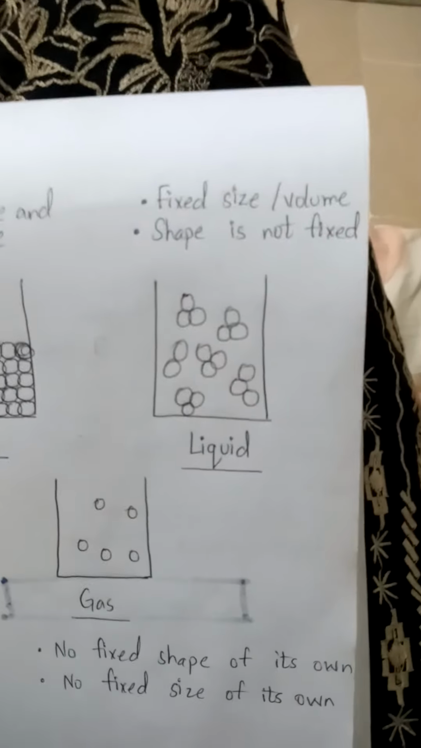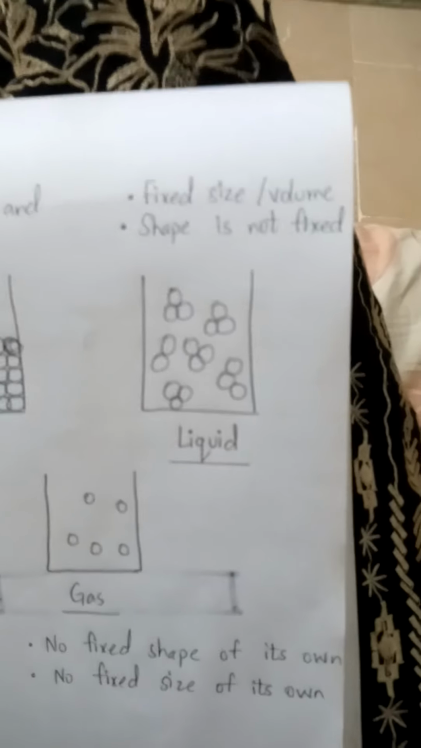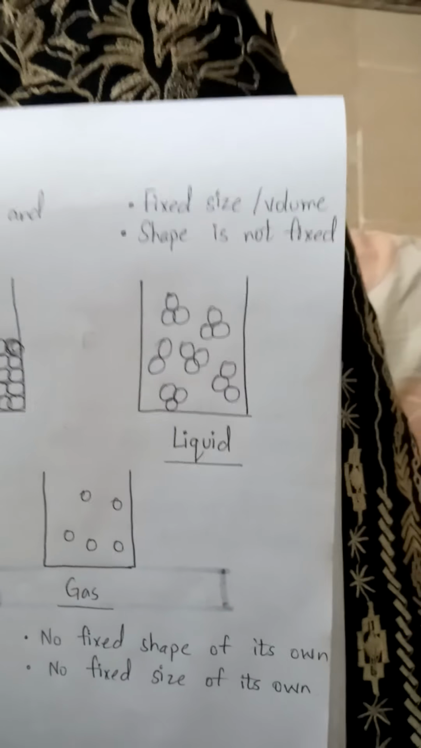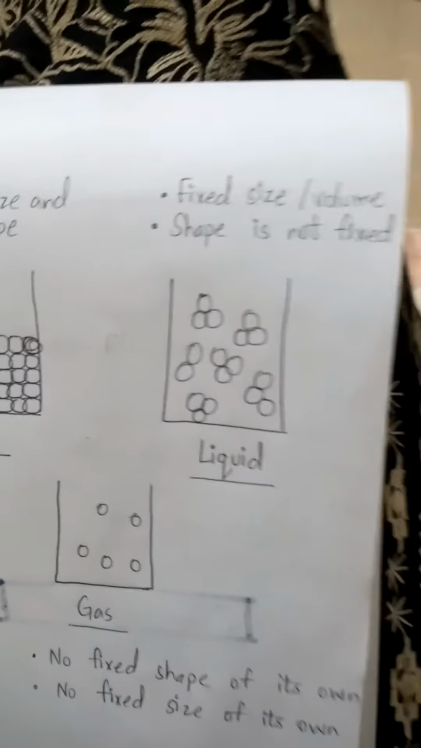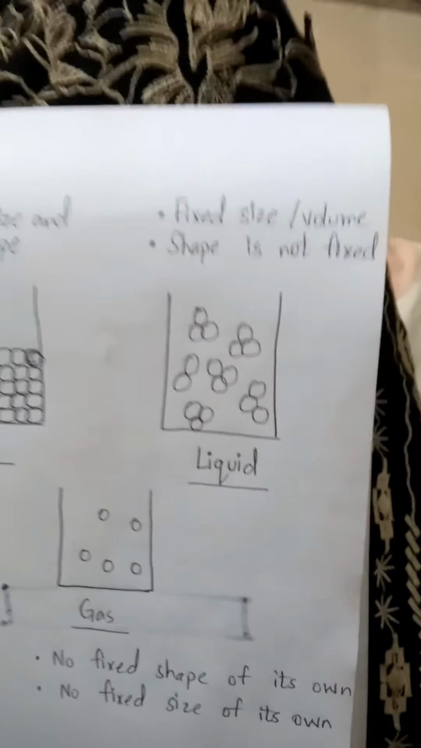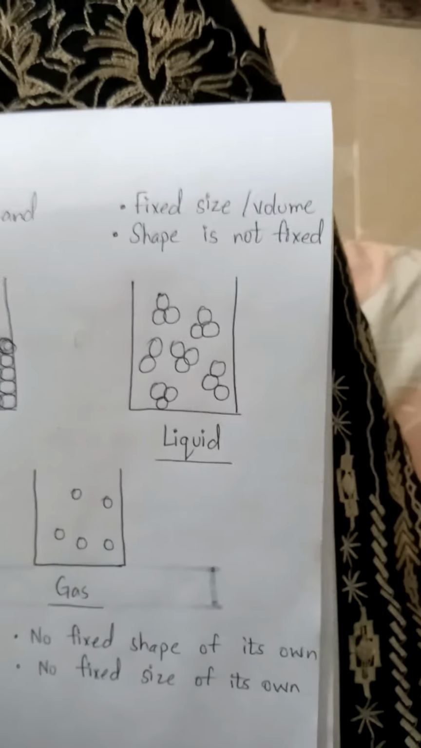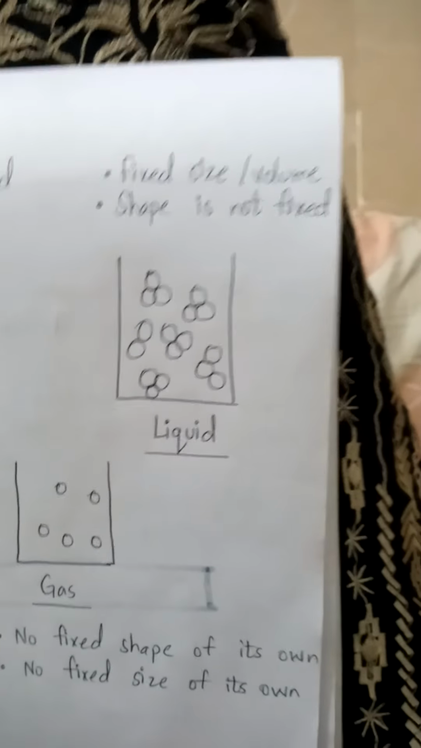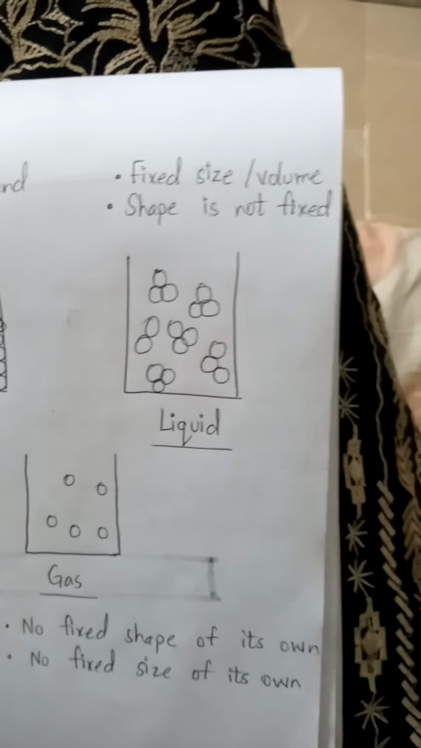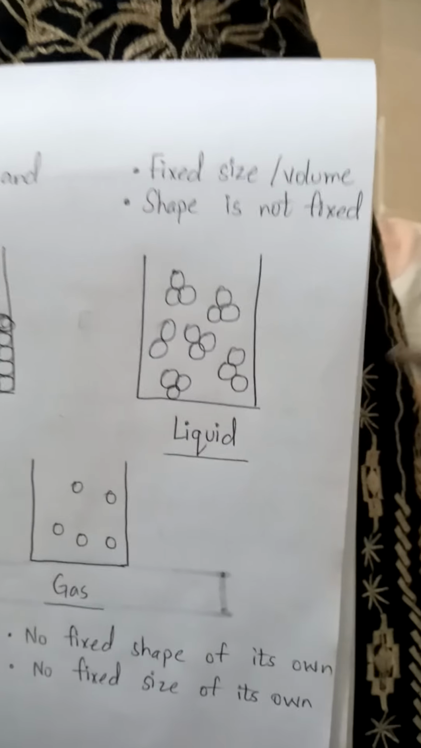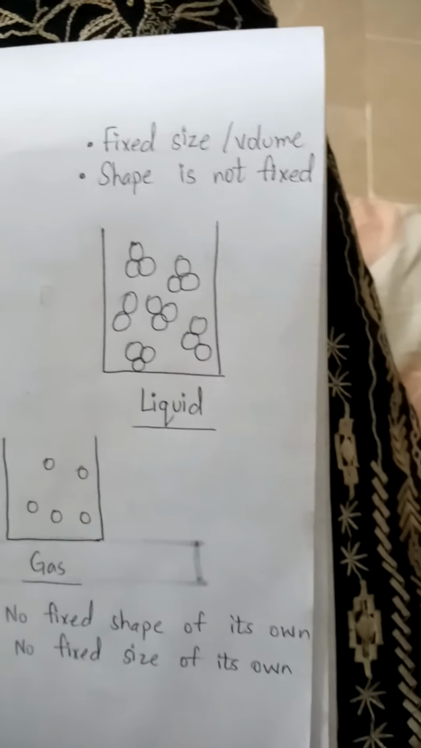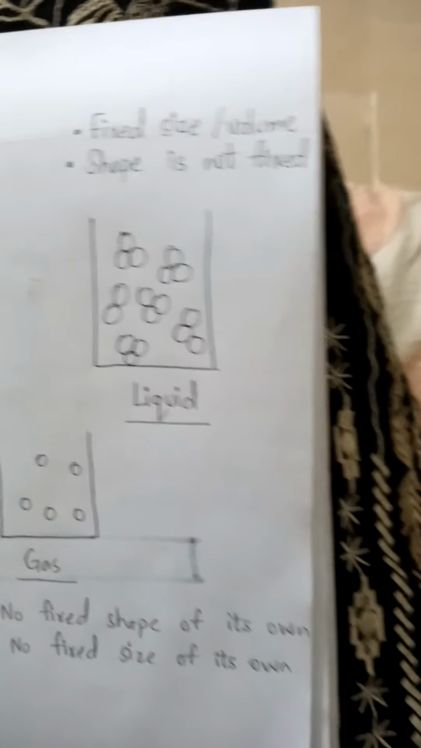Now we will be talking about liquids. In the case of liquids, they do have a fixed size and volume, but the shape is not fixed. The shape changes. I will give you an example of how. If water is present in a jug, it takes the shape of the jug, right? If I pour water from that jug into a glass, it changes its shape into that of the glass, right? Since we know that water is a liquid, this tells us that liquids do not have a fixed shape.